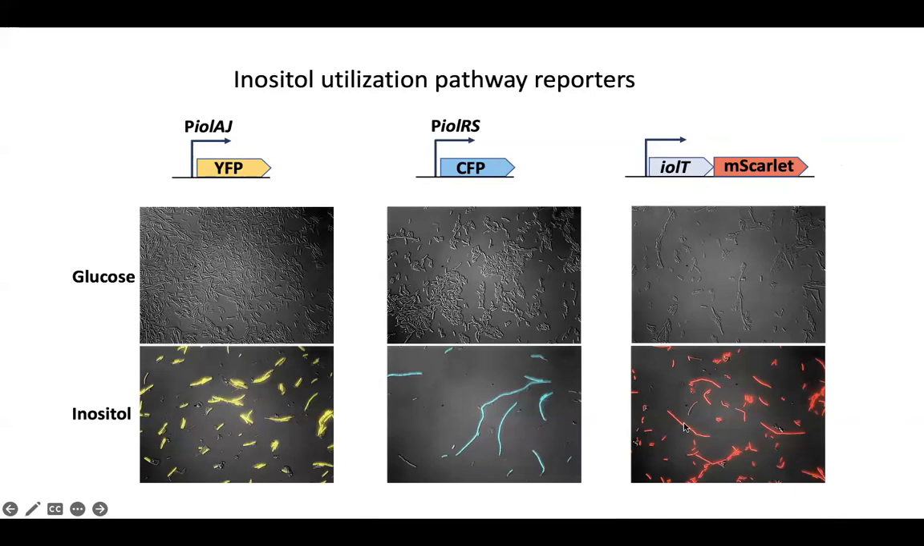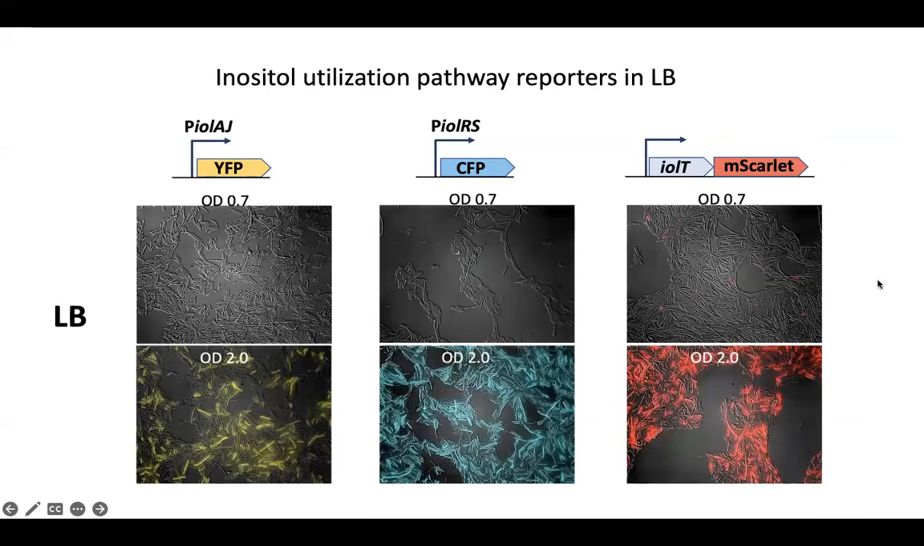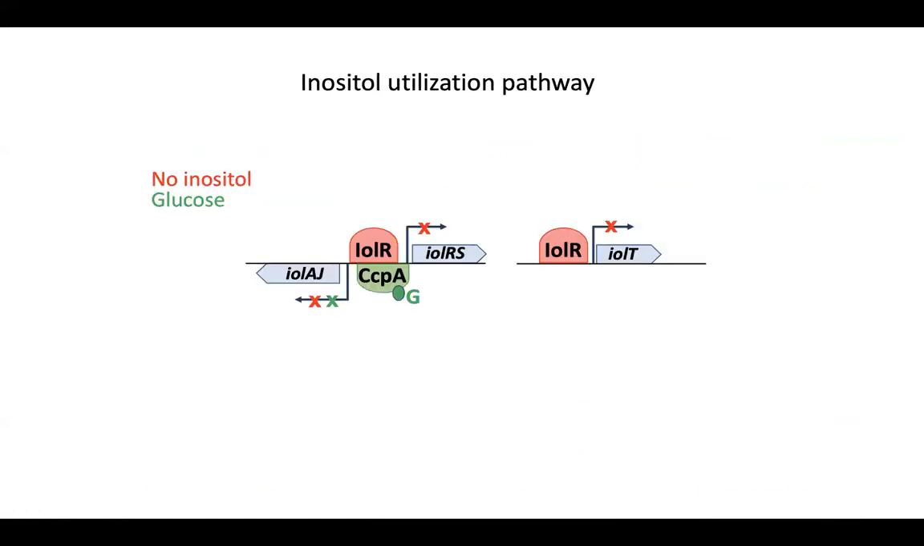They do turn on in glucose media or inositol media as opposed to glucose. And then we basically repeated our experiment with LB growth, and these promoters were pretty silent at the earlier OD. However, at the intermediate OD, we did see activation of them in some portion of cells. So I'm probably going to go through this kind of quickly, because we don't really understand why this produces a heterogeneous behavior.